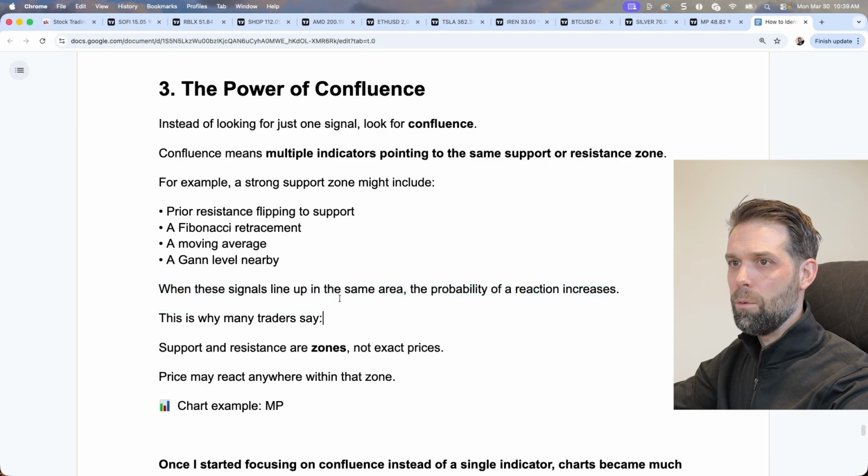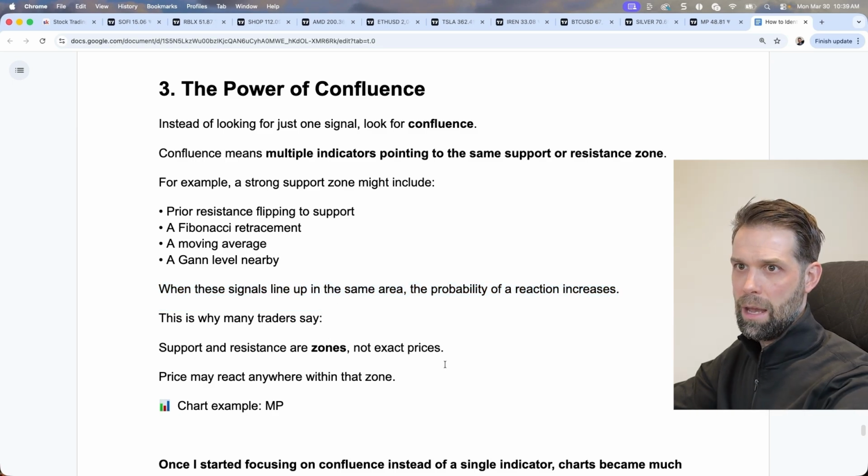And that's why we also say that support and resistance are often zones, not perfect prices. So you don't need to buy the perfect bottom. You don't need to sell at the perfect top. When you can identify these zones, they will help you identify good entries and good exits.